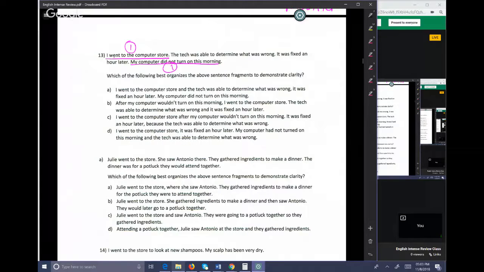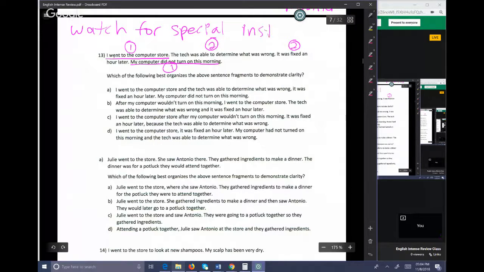And then you have the tech was able to determine what was wrong. It was fixed an hour later. And again, those go together. It's obvious that the tech determining the problem and then the computer getting fixed are things that go together. That can help. So that's kind of like listing out the components in the way that we did above, except it's even more crystal clear because you're able to say, oh, I need to get these two things right next to each other and these other two things. One thing to watch out for on putting these together, I'm just going to say it simply. I'm going to say watch for special instructions.